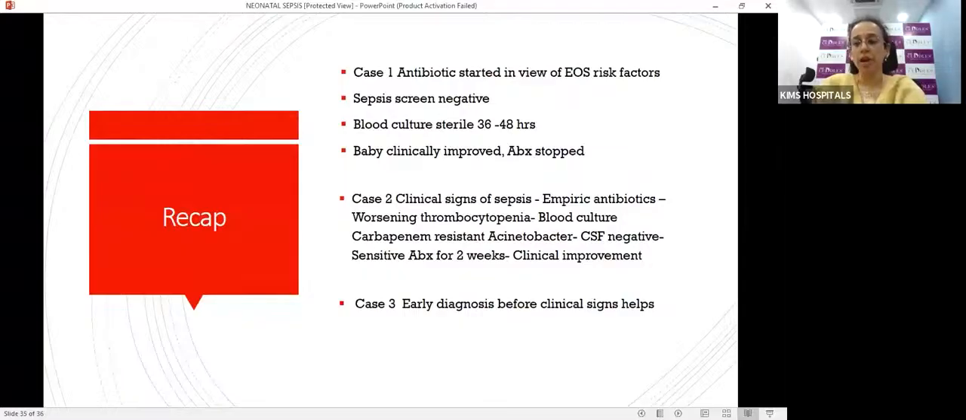In the third case, the signs of sepsis were very subtle because the baby was already on full feeds, was 4 weeks old, on minimal respiratory support, and in KMC. Based on the risk factors we discussed in case 2, this baby was very unlikely to have such florid sepsis. So this initial part was missed. By the time the baby was started on the antibiotic, the baby went into florid sepsis, and the baby could not be saved.